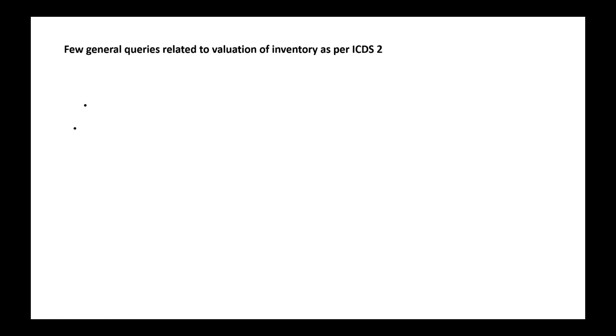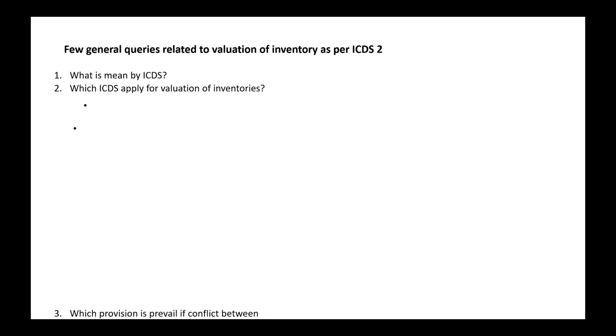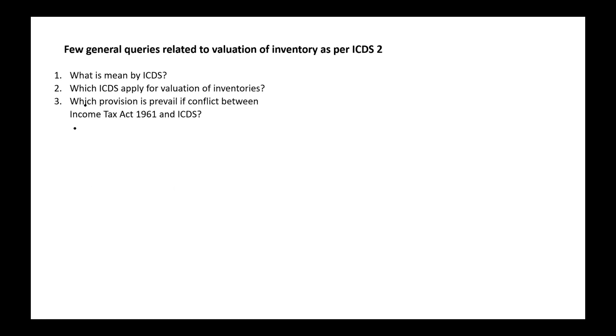A few general queries. Let me discuss with you a few general queries, because whenever we have to go in for inventory valuation, so many things keep coming to us. What do we mean by ICDS? Income Computation and Disclosure Standards. These were released by the Income Tax Department. I'm just briefing. Which ICDS applies for valuation of inventories? There are different types of ICDS, but primarily ICDS 2 is used for valuation of inventories for the manufacturing sector.